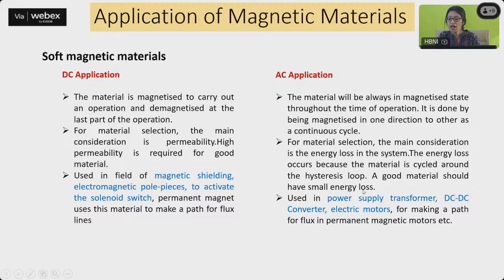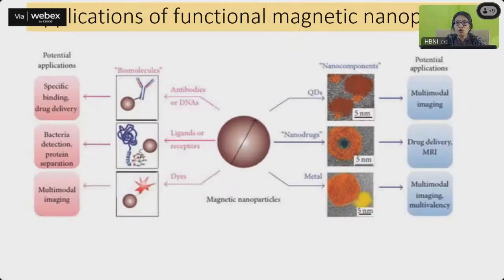A good material should have small energy loss, and this is generally used in power supply transformers, DC-DC converters, electric motors for making a path of flux in permanent magnetic motors, etc. So this is how there is going to be a lot of application.